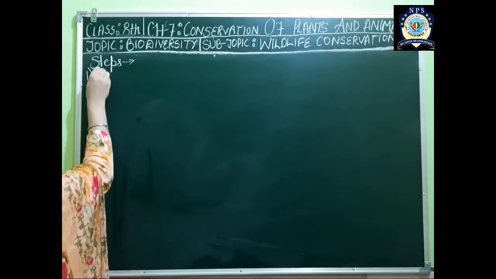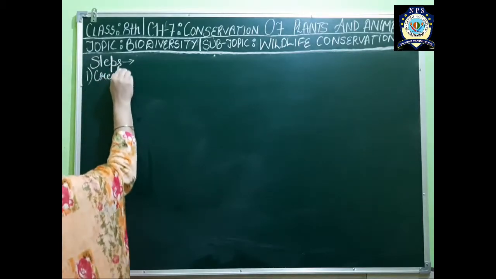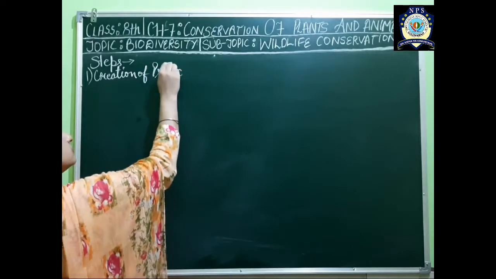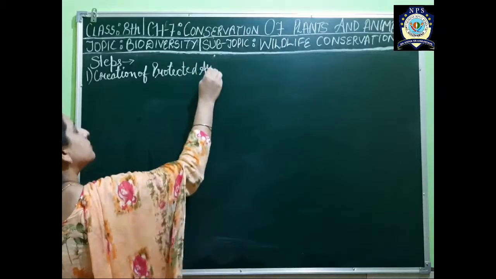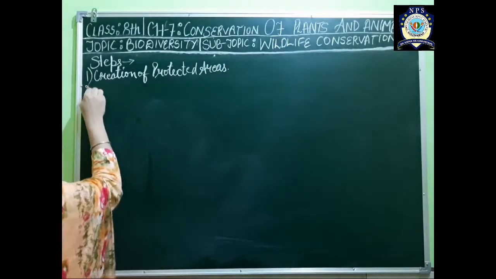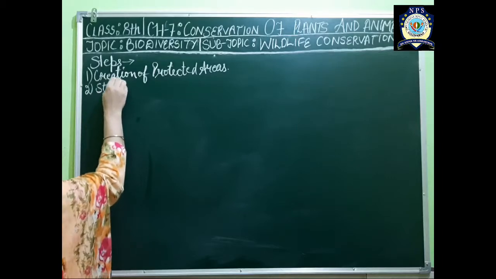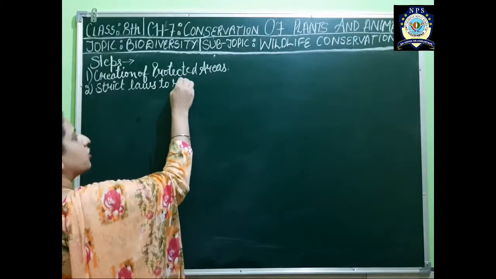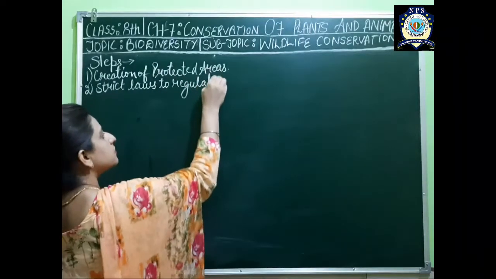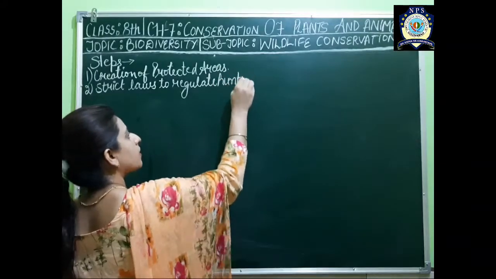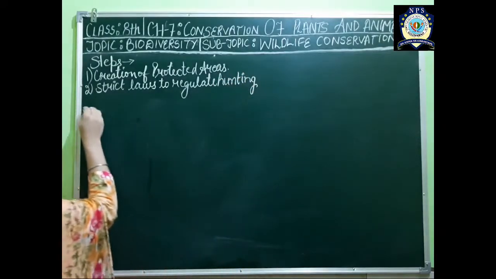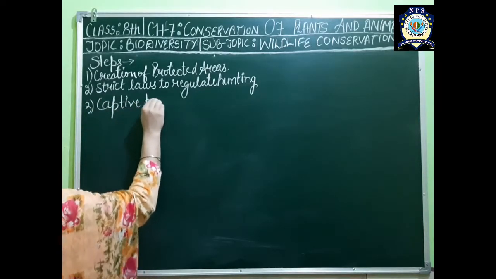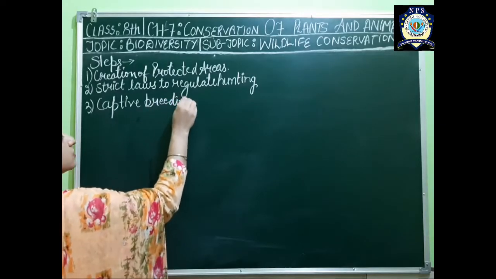is creation of protected areas. Second step is strict laws to regulate hunting, very important point. And third, the most important point, is captive breeding programs.